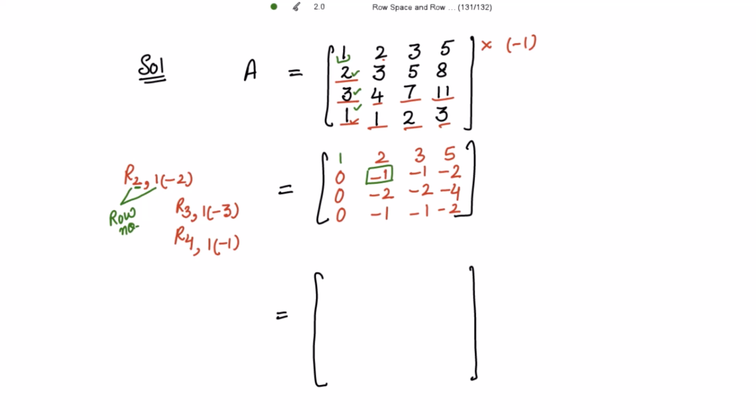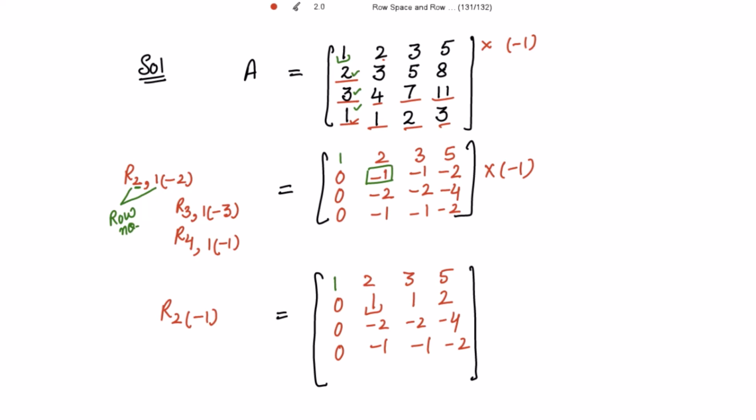And I'm already having 1 over here, but there is a negative sign also. We just need to multiply the second row with minus 1. We are going to change row 2 by multiplying its elements with minus 1. So multiplying the elements of the second row with minus 1, we get 0, 1, 1 and 2, right? And the rest of the elements as 0, minus 2, minus 2, minus 4, 0, minus 1, minus 1, minus 2. So we are getting 1 now over here, right?